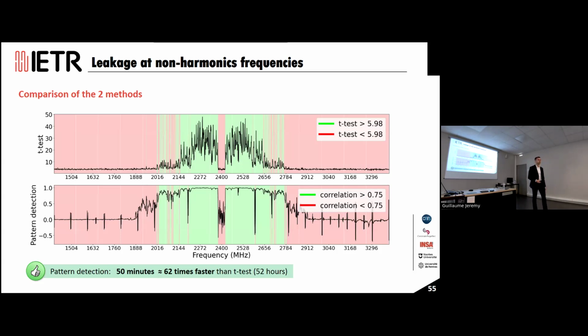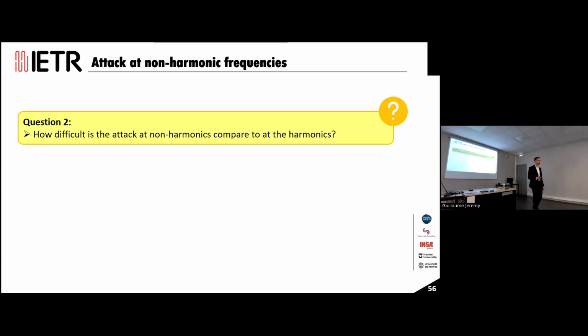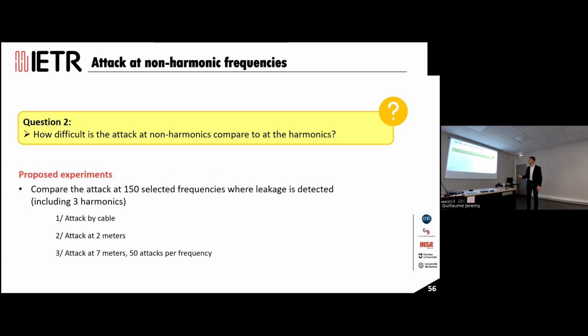So with these two methods, we demonstrated that leakage is not only present at the harmonics, but also at non-harmonics. And now we want to go to the second question, which is, how difficult is it to succeed in the attack using non-harmonics compared to the attack using harmonics? To do this, we are going to perform experiments where we select a range of 150 frequencies where the leakage has been detected as being present.